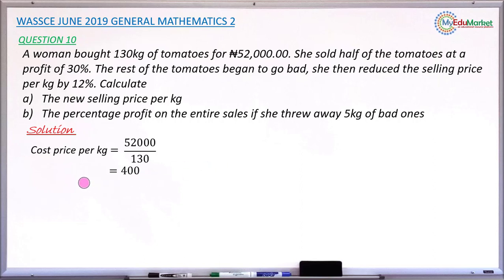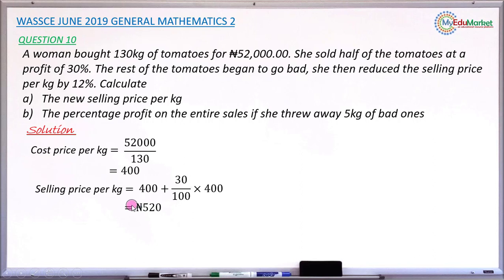So next is to get the selling price, that is the original selling price that contains this 30% profit. So the selling price will be the cost price, which is 400, plus 30% of the cost price. This gives the profit. So when you add the profit to the cost price, it will give you the selling price. 30 over 100 multiplied by 400, add the result to 400, you now have 520 naira. This will be the selling price at a profit of 30%.